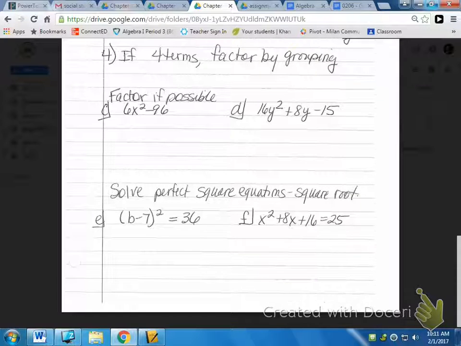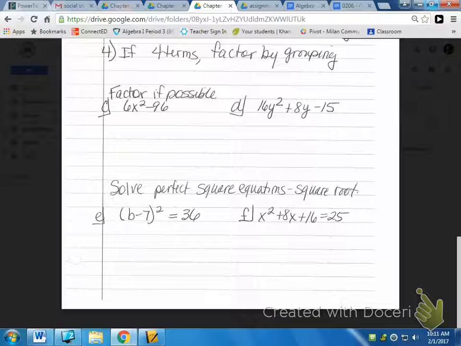Let's look at example C. Factor if possible. 6x squared minus 96. So, step 1. Is there a greatest common factor out of 6x squared and 96? Jared? 6. So I would definitely take a 6 out in front, and what would that leave in the parentheses then? X squared minus 16.